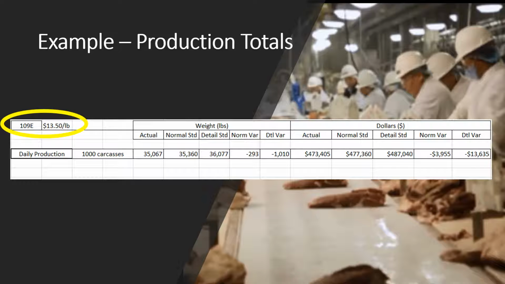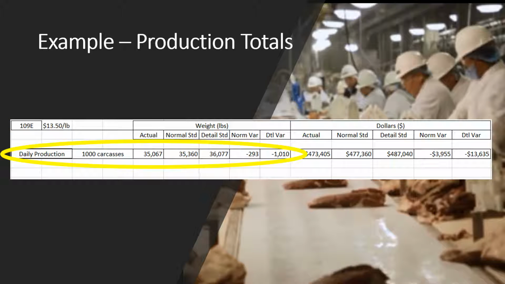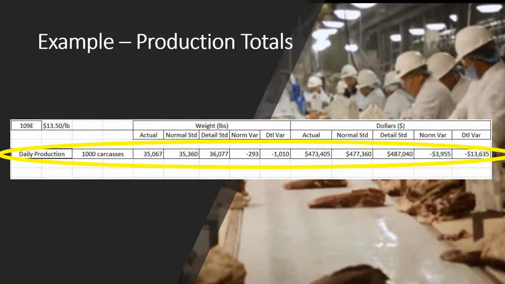Okay, if we take those 10 carcasses and blow them out to 1,000 carcasses of production for the day, we're talking about 35,000 pounds roughly as the actual fab. The normal standard would have said 35,360. But a detailed standard that accounts for these variations says we should have had over 36,000 pounds of product. So the normal variance would be almost 300 pounds, but the detailed variance would be over 1,000 pounds. In dollars, for that one day of fab, we're talking about almost a $4,000 negative variance for those 1,000 carcasses against the normal standard. But the detailed standard shows a variance of almost $14,000.